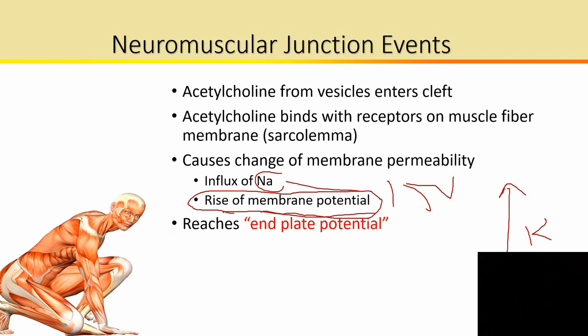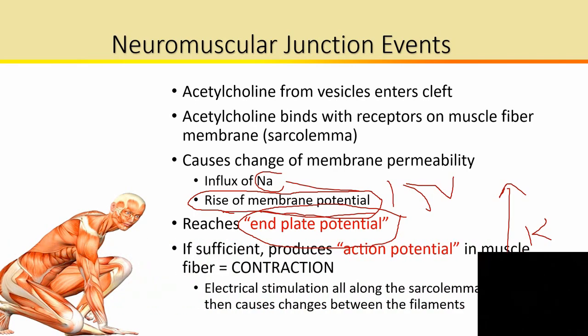What happens is eventually there's enough of an electrical change to create what's called an end plate potential. The end plate potential is a strong enough electrical signal to cause that muscle fiber to contract. If that end plate potential is sufficient, it produces what's called an action potential. The action potential is that electrical activity that now spreads along the whole sarcolemma to stimulate the whole muscle fiber and cause my actin and myosin to do their magic by overlapping each other, and that's what we call a muscle contraction.